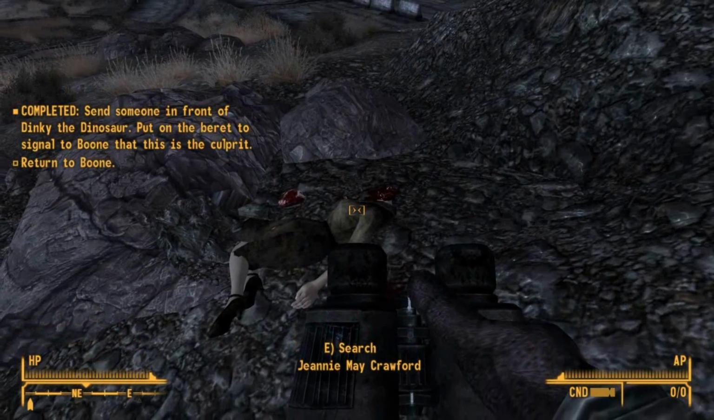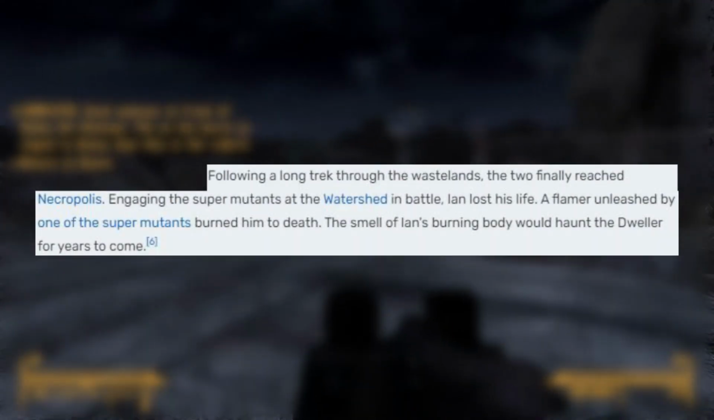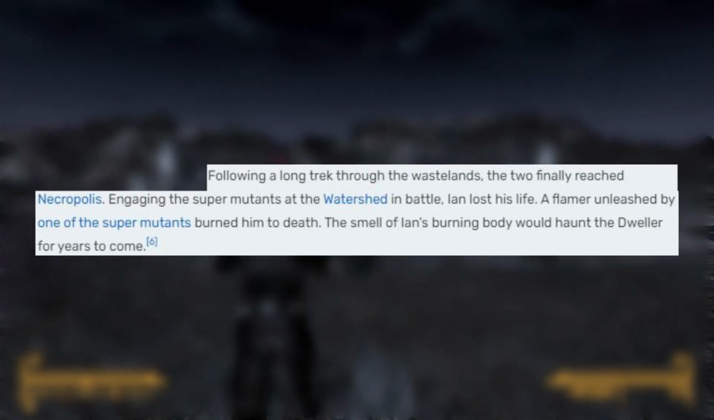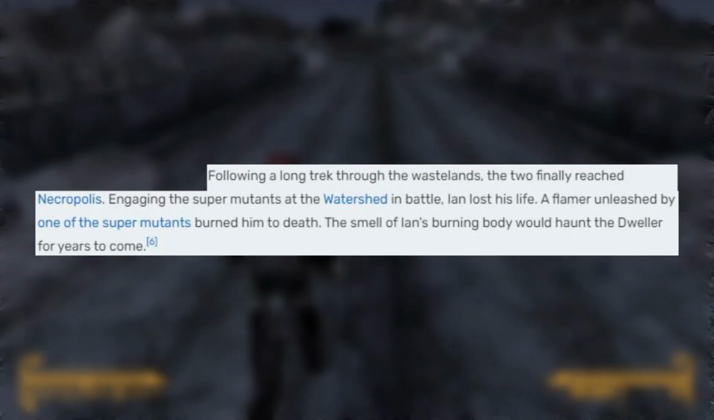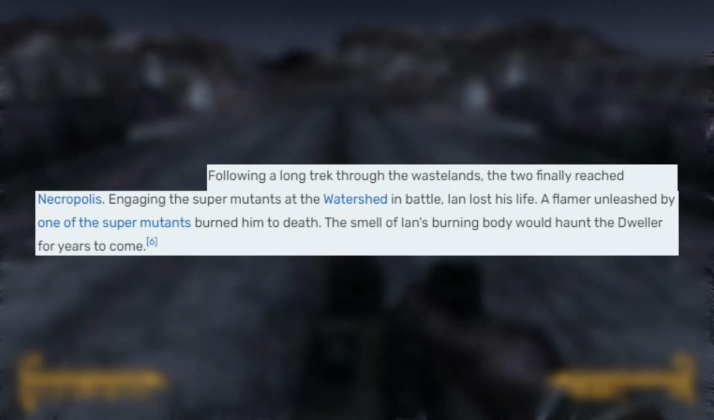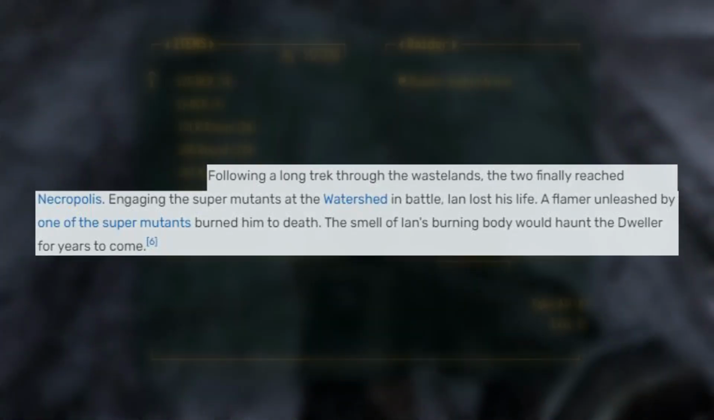Ian's official fate is as follows from the Fallout 2 manual. Following a long trek through the wastelands, the two finally reached Necropolis. Engaging the super mutants at the watershed in battle, Ian lost his life. A flamer unleashed by one of the super mutants burned him to death. The smell of Ian's burning body would haunt the dweller for years to come.